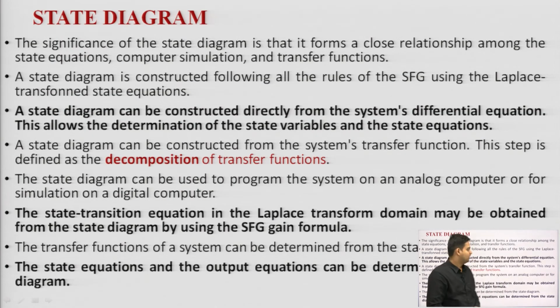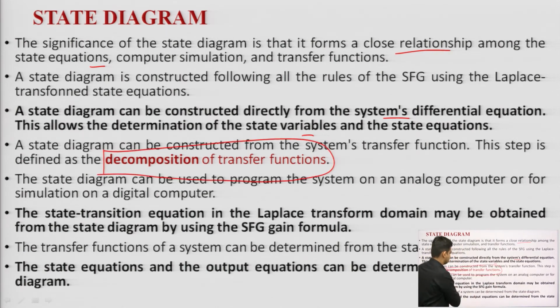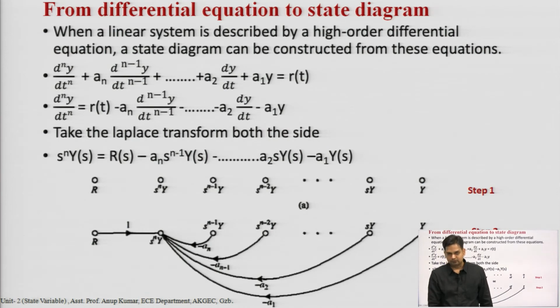Now, the state diagram we had seen, the significance is that it gives you the close relationship among the state equations, and it helps you in computer simulation. It can be constructed directly from the system differential equation, and it allows you to determine the system state variables and state equations. To obtain the state diagram, the state space model from a differential equation, this is known as decomposition of the transfer function. So, how to do this? This is the basic step.